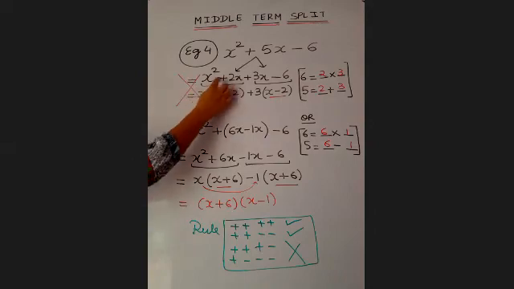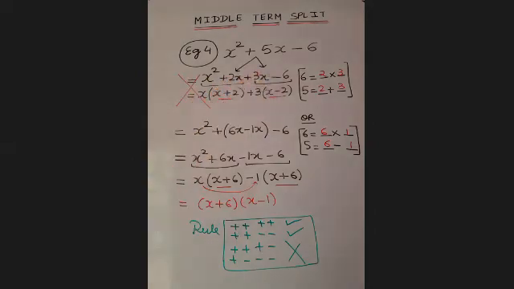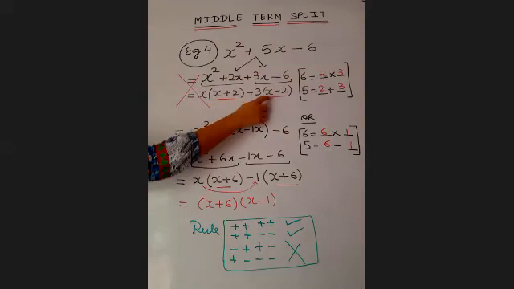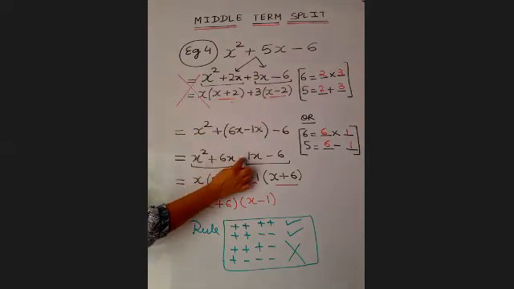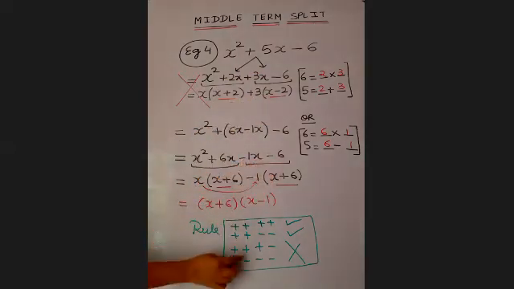Can you see? 3 positive, 1 negative. This will not work. This is wrong. But 2 positive and 2 negative is giving you the correct answer. So this is correct. Okay, children? Yes, ma'am.